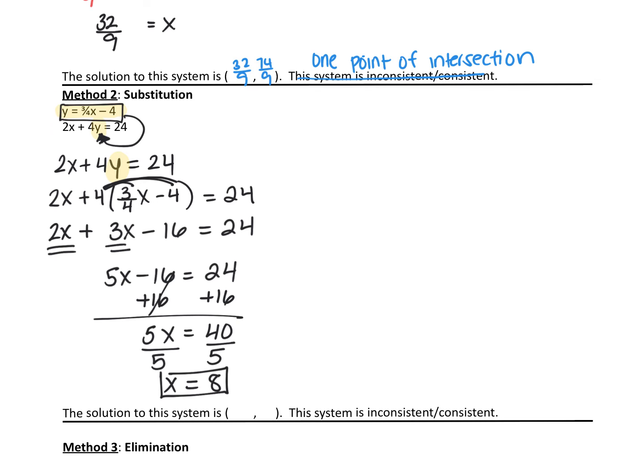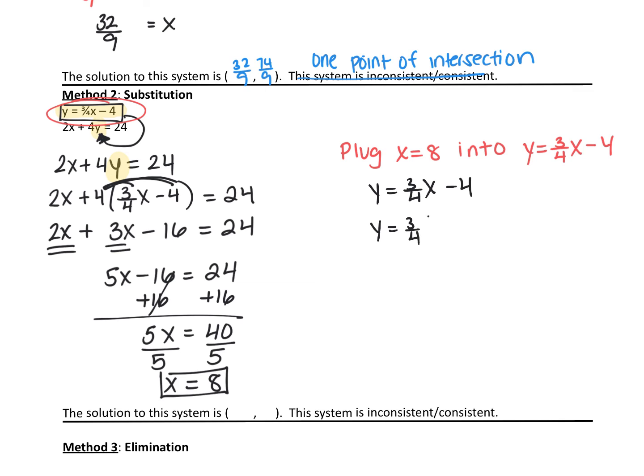And then the second thing we can do to find the coordinate of y is plug x equals 8 into any of the two equations on top. I'm going to choose the simpler one, so I'm going to plug it into y equals 3/4 x minus 4. You can choose the bottom one. I just choose the top one because it's already solved for y equals. So y equals 3/4 x minus 4. I'm going to plug in 8 for x and subtract 4.